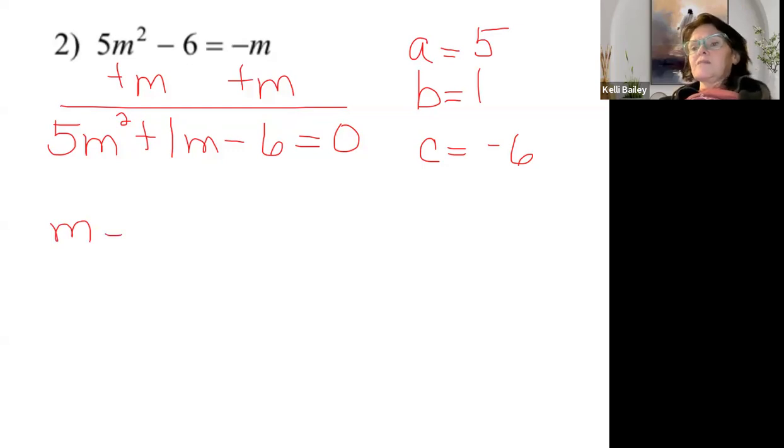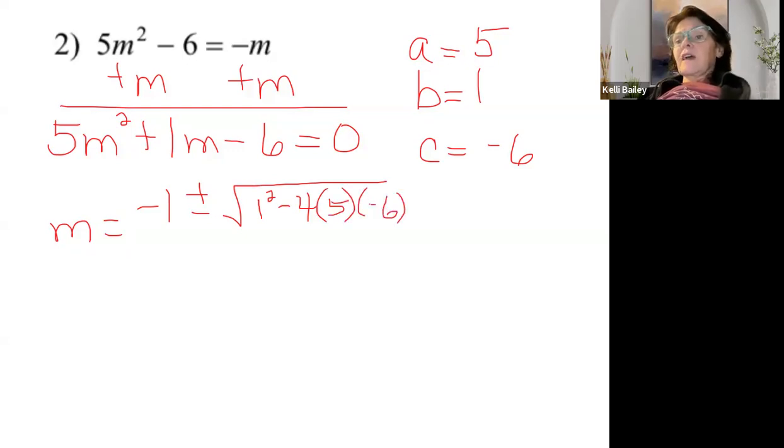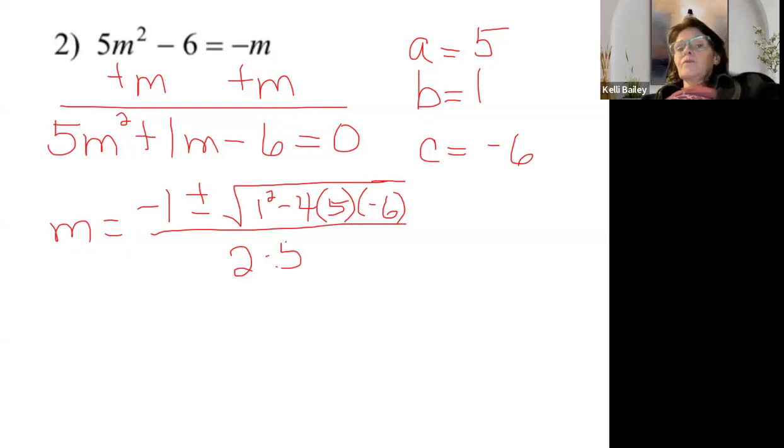M equals opposite B plus or minus the square root of B squared minus 4AC all over 2A. So opposite B, B is 1, so the opposite of 1 is negative 1. Plus or minus the square root of 1 squared minus 4 times A times C. That gives me my discriminant under that radical, under that square root, all over 2A, all over 2 times 5. Okay, so I'm going to do my discriminant first.